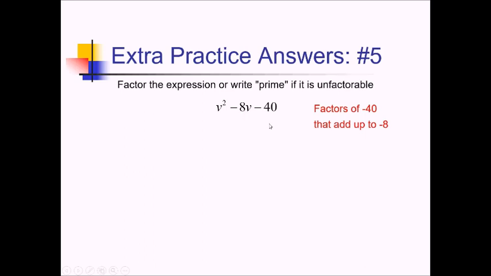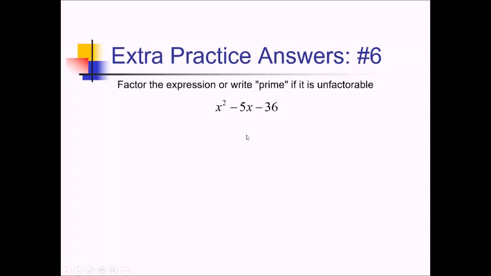How about 5 and 8? Well, there's no way to get an 8 out of that because 8 is one of the numbers and 0 is not the other number. And the next set of factors is 8 and 5, so we're basically starting over again. So it turns out there's no set of factors that we can get to multiply to -40 and add up to -8, so this one is prime.